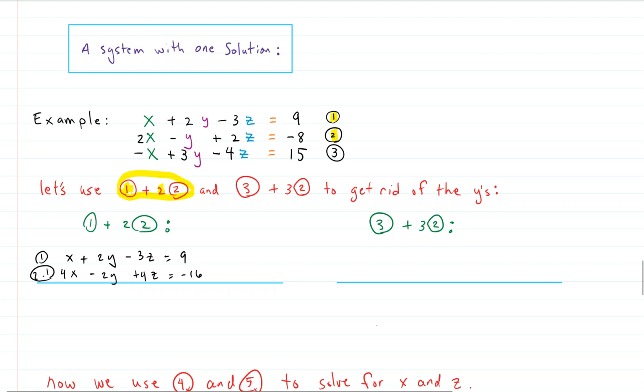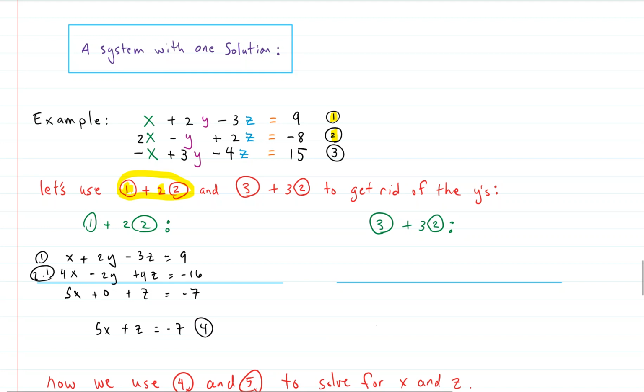And now we add these two. What do we get? We get 5x, we get a 0, which is perfect because we wanted the y's to drop out, and we get a positive z equals negative 7. So we have a new equation here: 5x plus z equals negative 7. We're going to call that equation 4.